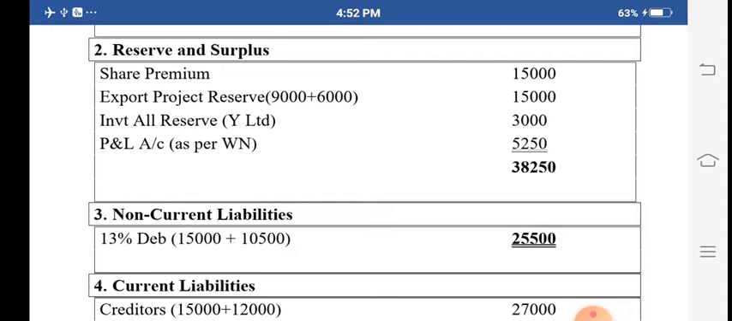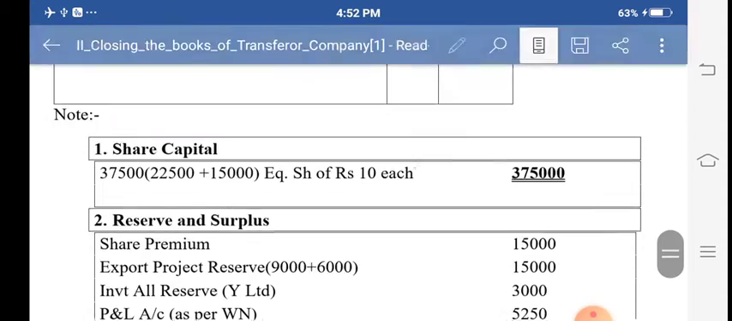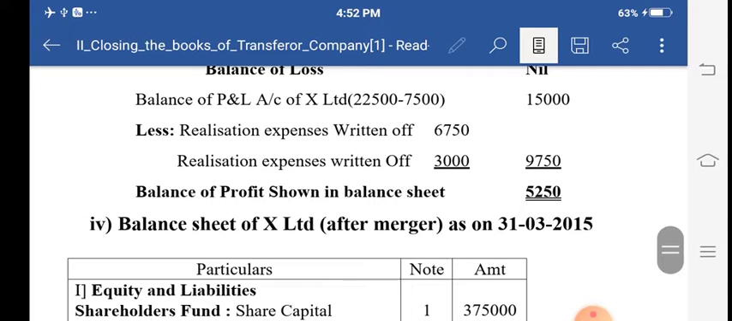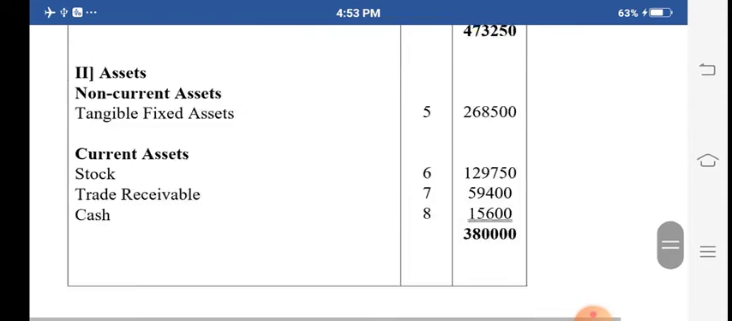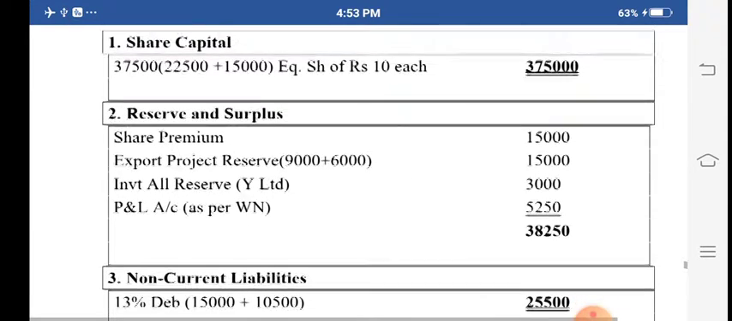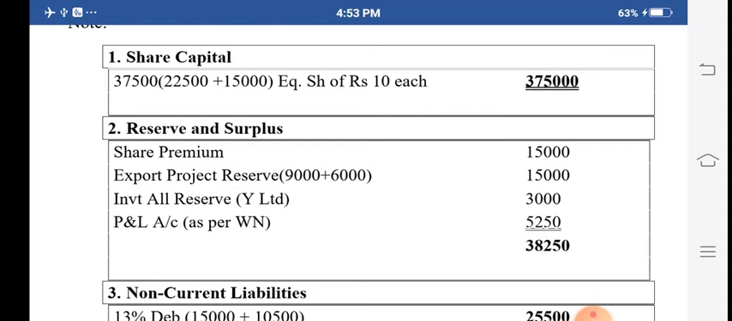Then the investment allowance reserve is only for Y Limited, because in the problem the investment allowance is related only to Y Limited, so this 3,000 is taken for Y Limited only. Next, profit and loss account as per working note, 5,250, the balance of profit shown in the balance sheet. The total is 15,000 plus 15,000 plus 3,000 plus 5,250. The total is what?